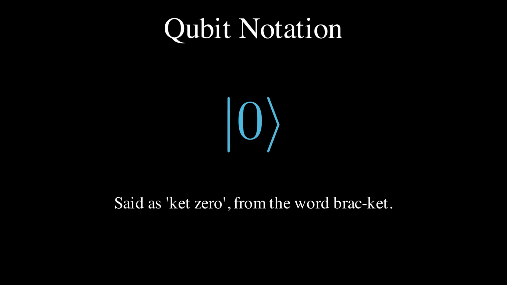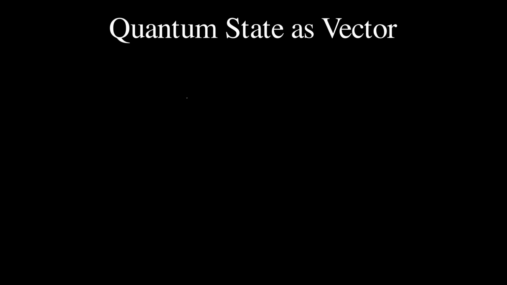It is set as ket 0, where the word ket comes from the structure of the notation bracket. So ket 0 represents a qubit in the 0 state, which is the most basic quantum state. A quantum state represents the complete description of a quantum system. We see that it's shown as this vector, which shows a single qubit state.